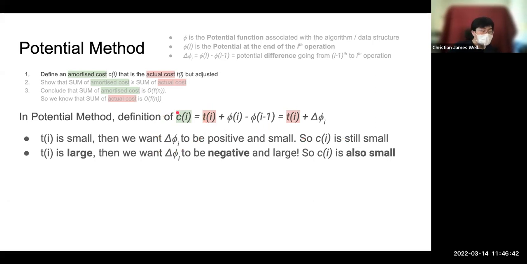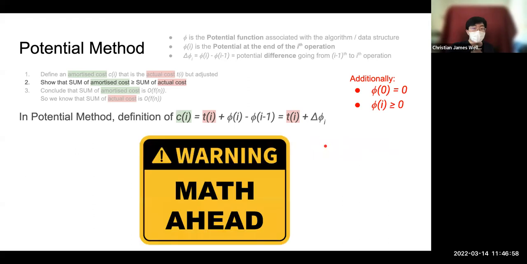I'll say it one more time. In the potential method, this is the definition of amortized cost. It's defined as the actual cost plus the potential difference to reach that operation. And our goal is to make sure that the amortized cost will end up being small.